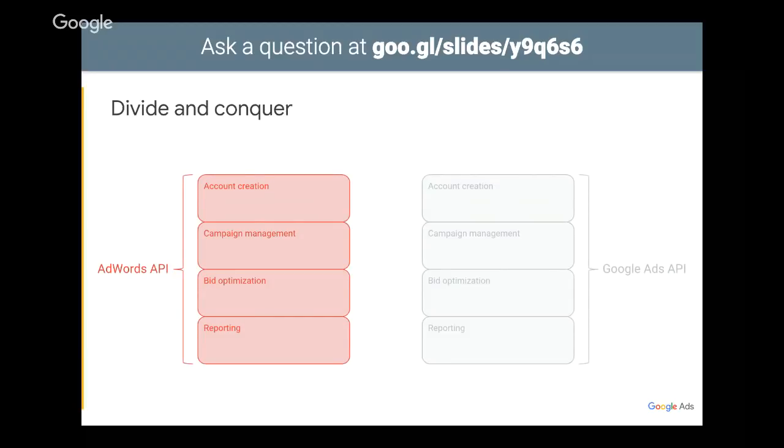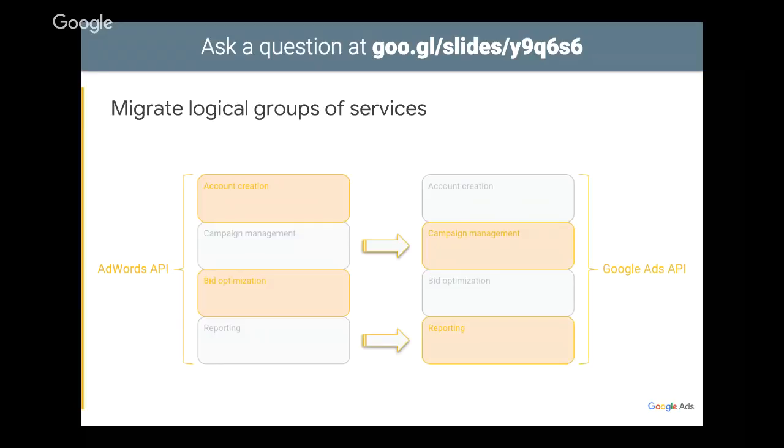So the divide and conquer step, again, just to put this into pictures: say you had an integration with four main components, right? You're doing account creation, campaign management, bid optimization, and reporting. And everything is starting on the AdWords API. The idea is to take the logical groups of services involved in, say, campaign management or reporting. For campaign management, that's the campaign service and the budget service, because every campaign also needs a budget. Group the campaign service and the budget service in the context of campaign management and migrate that piece of your code and software stack over.